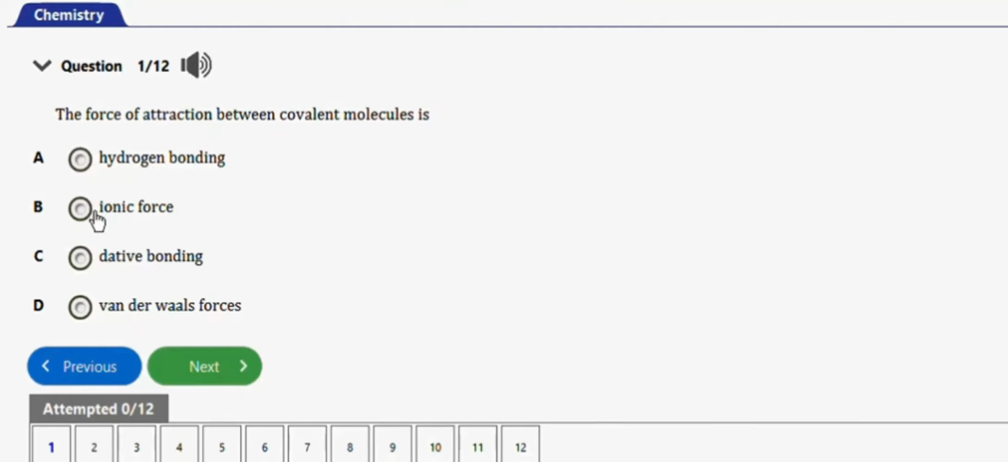hydrogen bonding, ionic force, dative bonding, we have van der Waals forces. So guys, the right answer to this question will be option D, which is van der Waals forces. Okay, so that's it for this question.